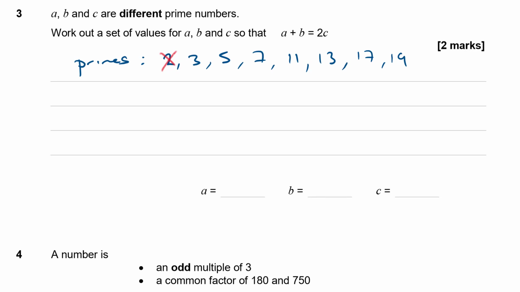Okay, so let's think about 3. 3 and 5 makes 8. That's not double a prime. 3 and 7 makes 10. Oh, 3 plus 7 is 10. That's double 5, isn't it? So 3 plus 7 is equal to 2 lots of 5. Okay, so A is going to be 3, B is going to be 7, and C is going to be 5. That works. There might be other solutions, I don't know, but we found a solution, and it just says work out a set of values that works, which is what we've done.